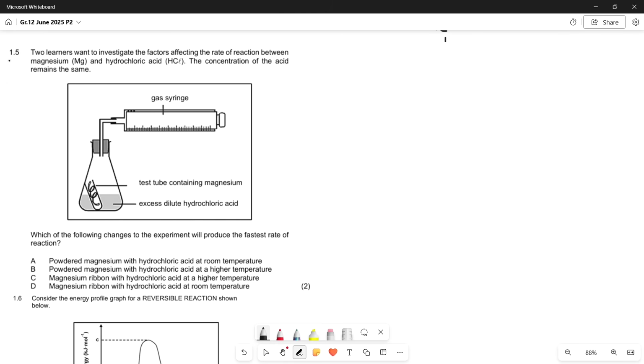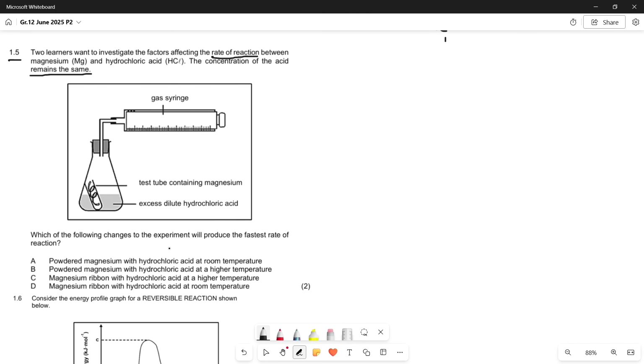So then 1.5 over here says 2 learners want to investigate the factors affecting the rate of reaction between magnesium and hydrochloric acid. Okay, the concentration of the acid remains the same. We are not using up the concentration of the acid as the reaction takes place. So we have our gas syringe here, we have a test tube containing magnesium over there, excess dilute hydrochloric acid. So it does not run out first, the magnesium runs out first.